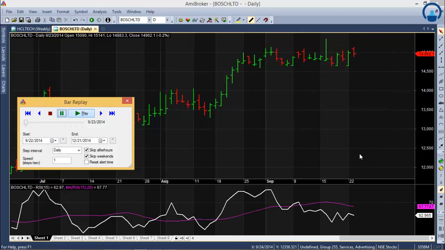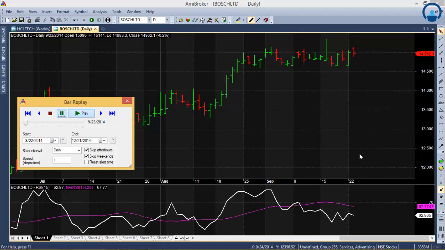Following is a chart of Bosch Limited, and you can see the price chart is applied in the upper panel, and in the lower panel a 15 period RSI is plotted along with a 20 period simple moving average of the 15 period RSI. So the pink line is the 20 period moving average, and as of the last bar you can see the moving average is slanting downwards and RSI is trading below the moving average. Both the direction of the moving average and the level of RSI suggest that the stock might be in a downtrend or a kind of correction.